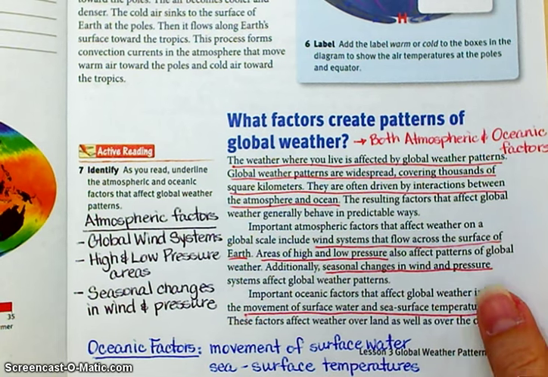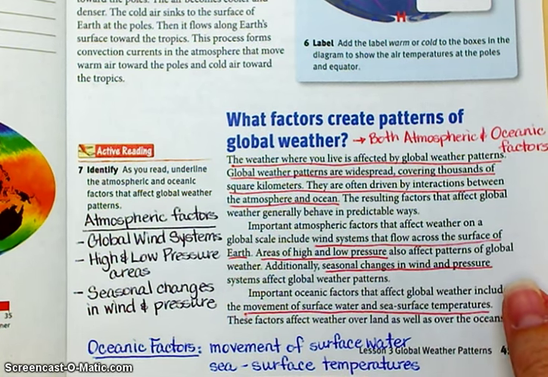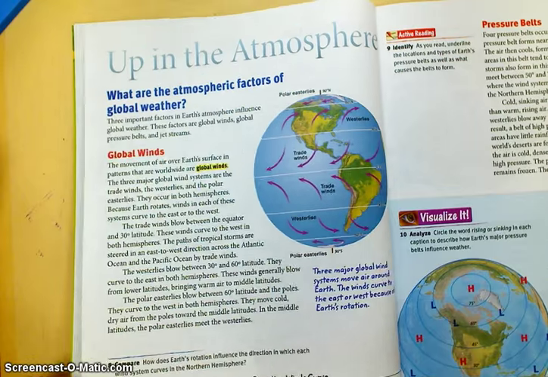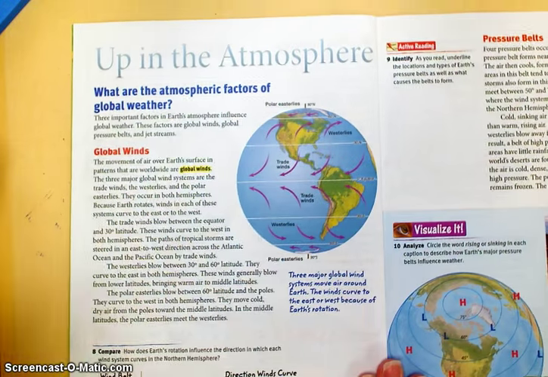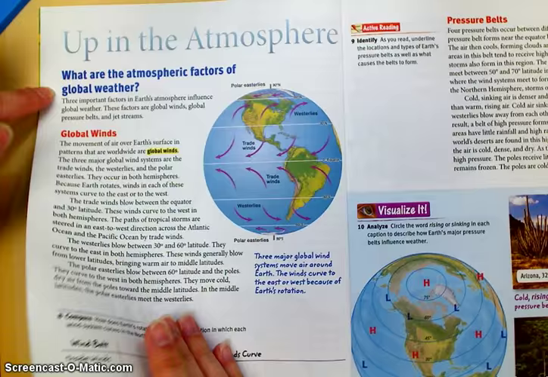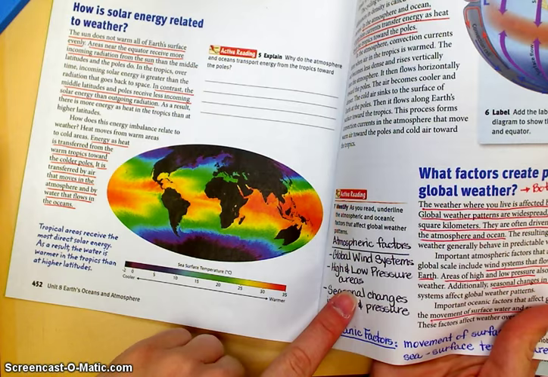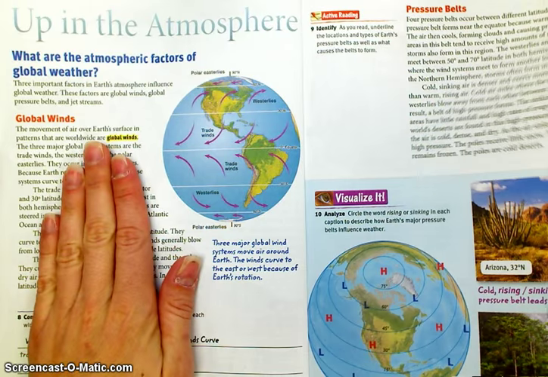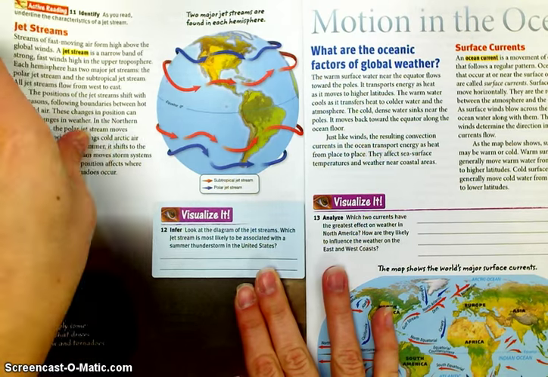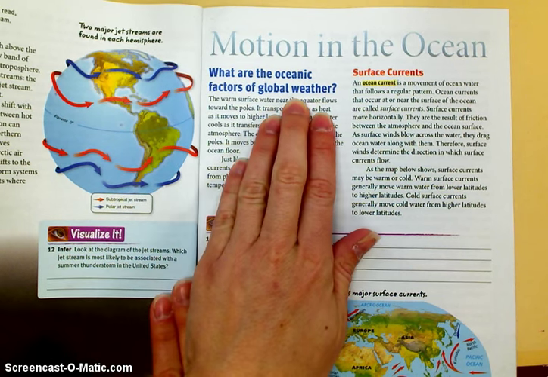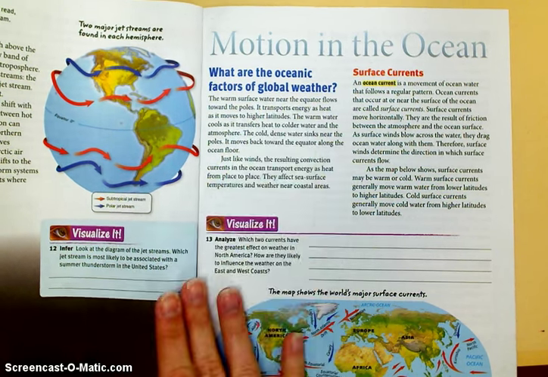Now, before I go on to the next screencast, I'm going to give you an idea of how the rest of the lesson is organized. On page 454, we're going to talk in more detail about those atmospheric factors that we just looked at, all the way to there. Then beginning on page 457, we're going to talk about the oceanic factors affecting global weather.